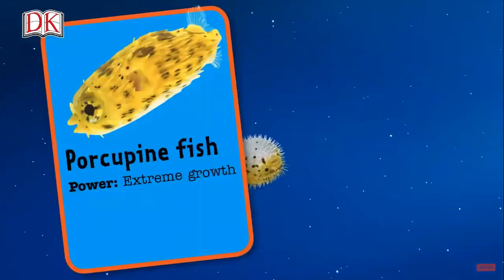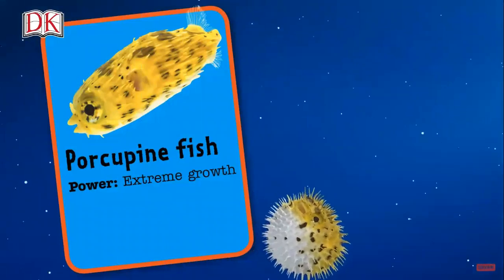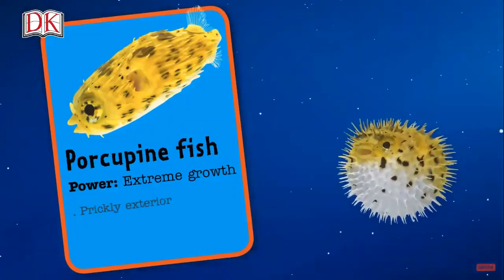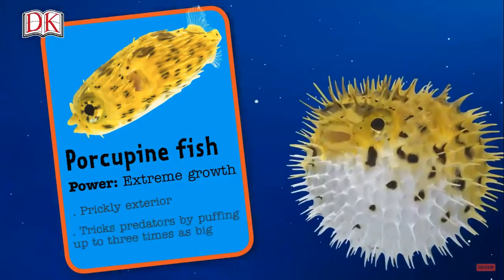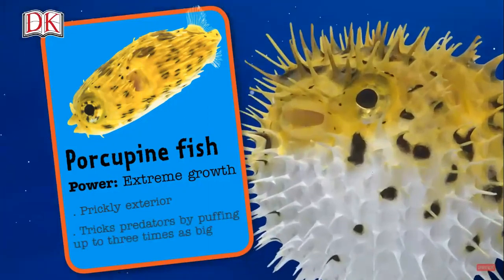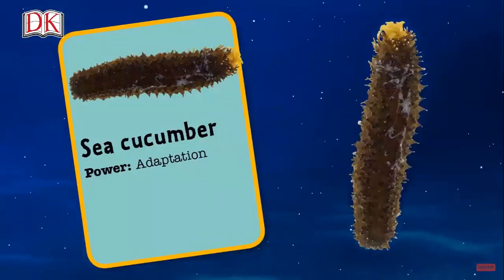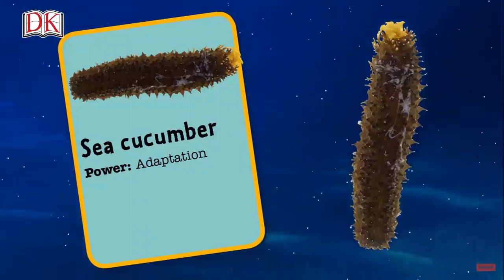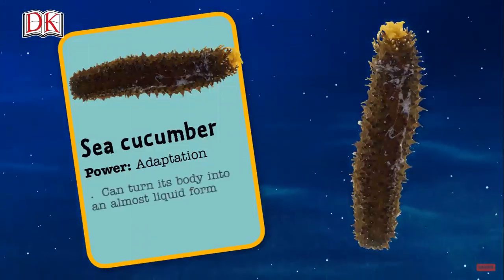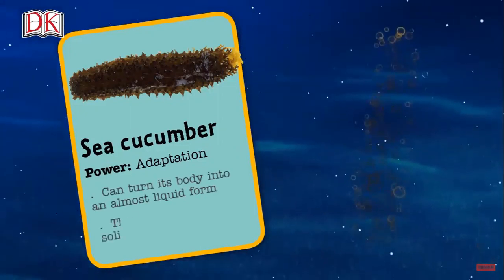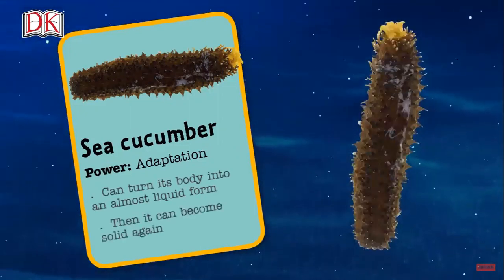Porcupine fish, superpower: extreme growth. This prickly character has an unusual way of tricking predators. By drawing water into its stomach, it can puff up, making itself spiky and three times as big. Sea cucumber, superpower: adaptation. Sea cucumbers can turn their bodies into an almost liquid form and then become solid again.